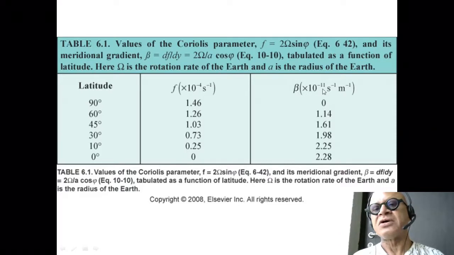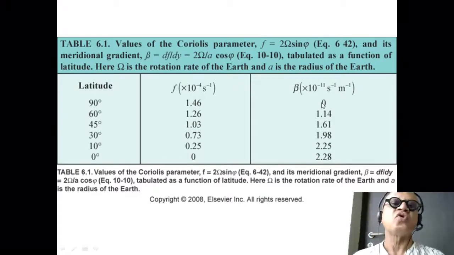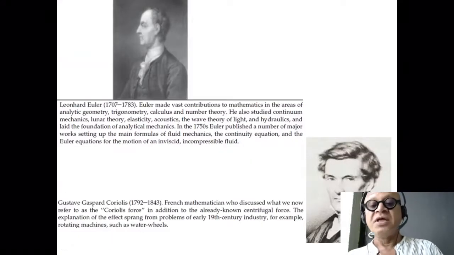This is now in 10 to the minus 11 per second per meter, because y, latitude, is in meters, right? So you can see that beta is largest at the equator and drops off to 0 obviously at the pole, because that's the end of the Coriolis variation. And this matters as well. The beta effects, as we will learn what they are, matter especially for the ocean. The latitudinal variation of F turns out to be very important.